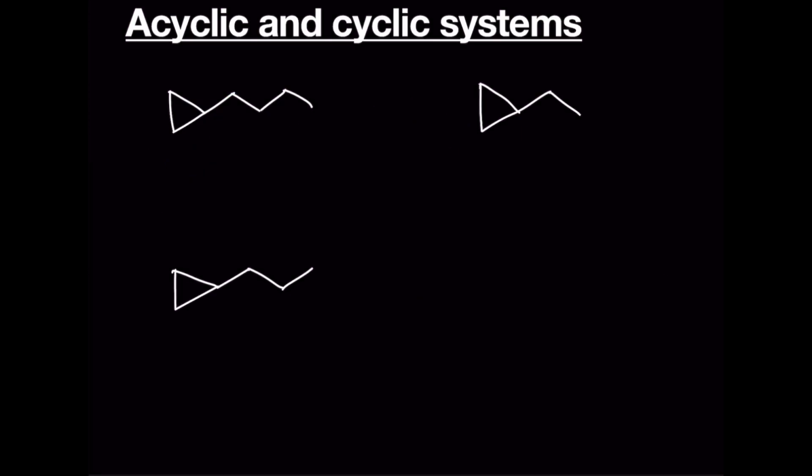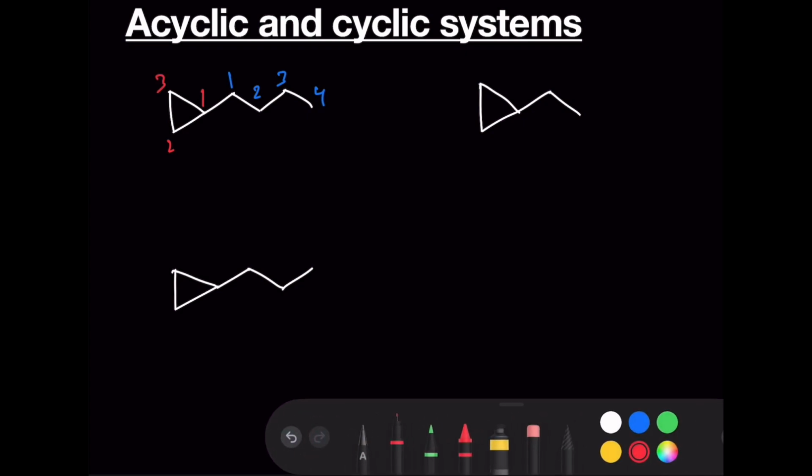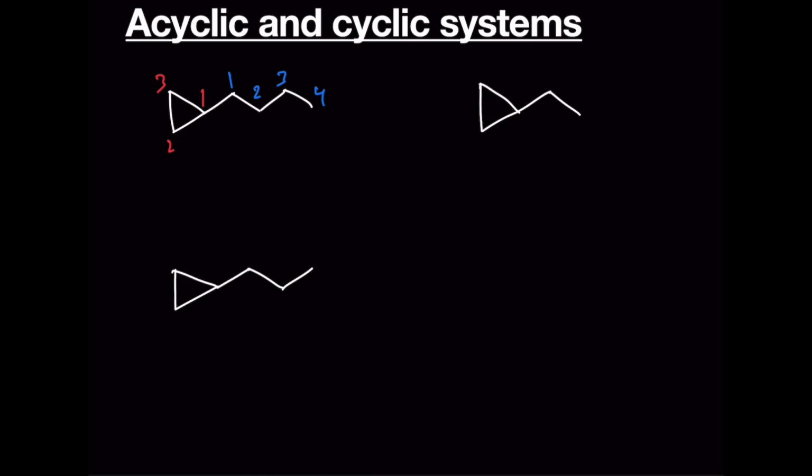Let us say we have acyclic and cyclic systems combined together. In that case, how to do the IUPAC names? Number it first, both the acyclic chain as well as the cyclic chain, 1, 2, 3, 4, and then the cyclic one, 1, 2, 3. Here obviously the acyclic chain is longer and therefore that becomes the parent.